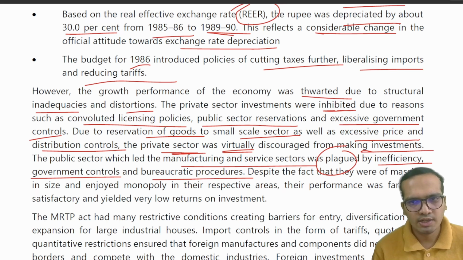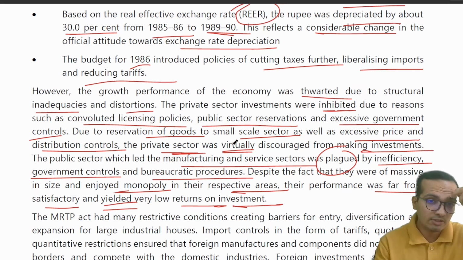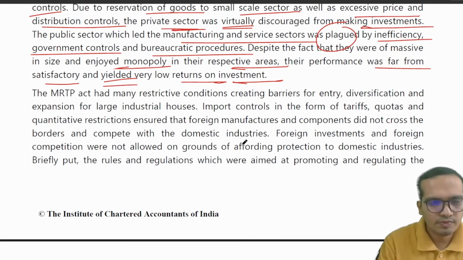The public sector, which led the manufacturing and service sector, was plagued by inefficiencies, government control, and bureaucratic procedures. Despite the fact that they were massive in size and enjoyed monopoly in their respective areas, their performance was far from satisfactory and yielded very low returns on investment. Yielded मतलब जो returns आए उसके ऊपर yields आए.